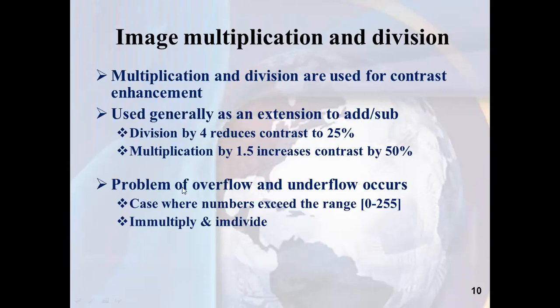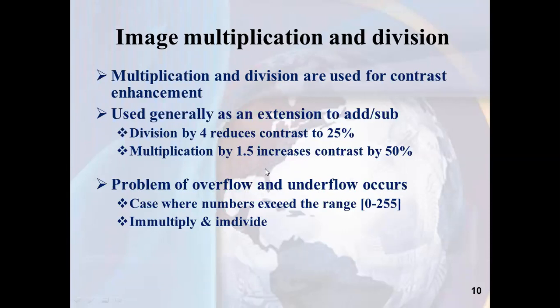Also, we have a problem of overflow and underflow, as you know. If the value of a pixel, for example, is 200, and I multiply by 1.5, the resultant number is 300, which is greater than 255. So I will obtain a problem of overflow.